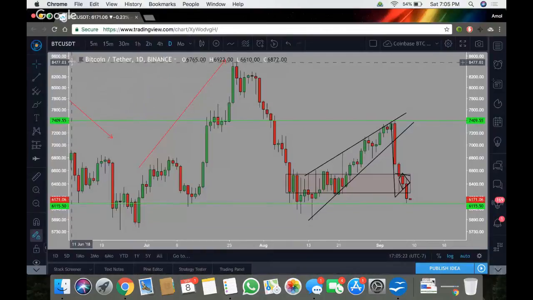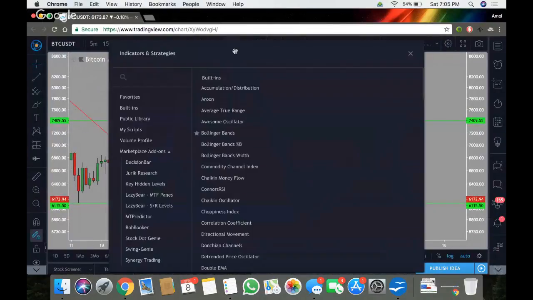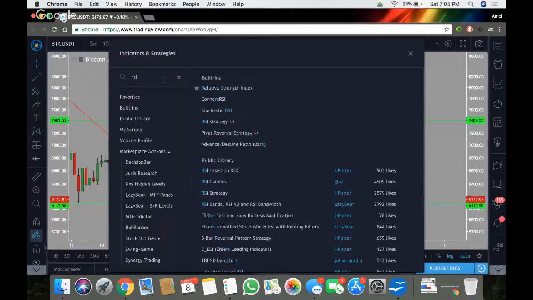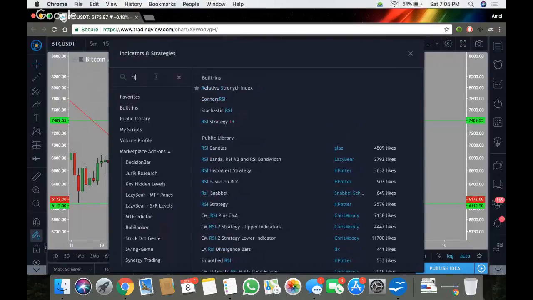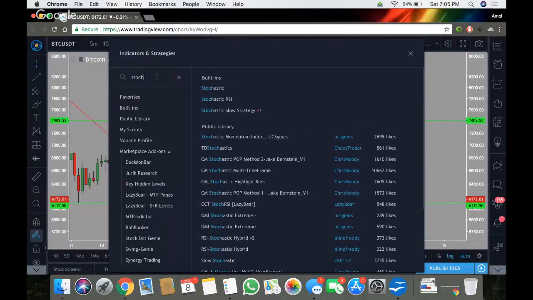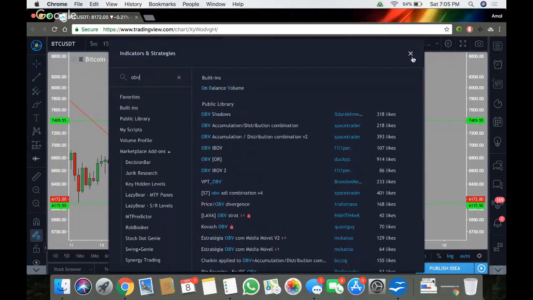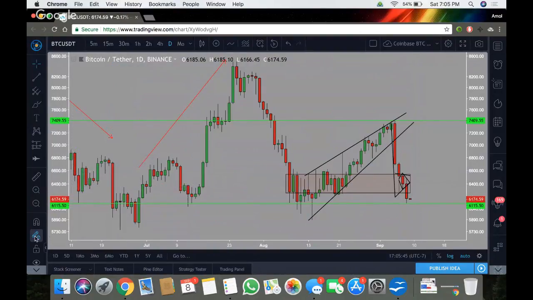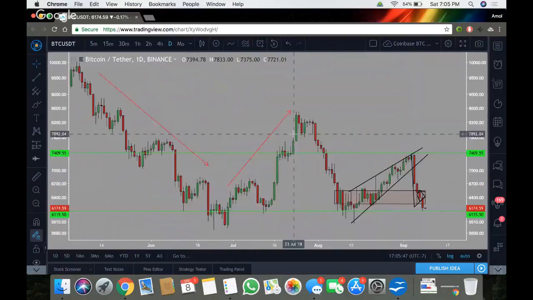So here on the left, indicators can all be typed in right here, like MACD and RSI, stochastic RSI right there, OBV, which is on balance volume, right there. All those can be typed up, and I save all my indicators right here, whether they're customized or not. So let's go through it, with the price action that we have right now.